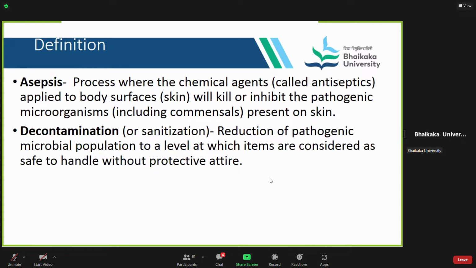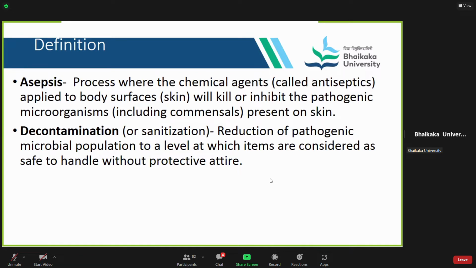Decontamination is almost equivalent to disinfection because you use disinfectants to decontaminate items. But these are different terms which can be used by individuals. So when you say decontamination, it is almost like saying disinfection. But you also have physical decontamination.